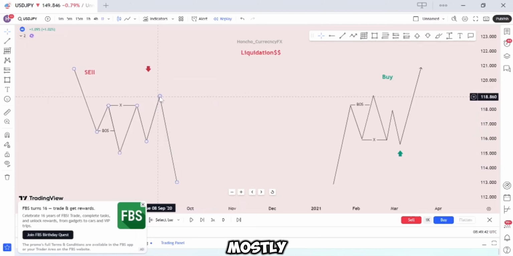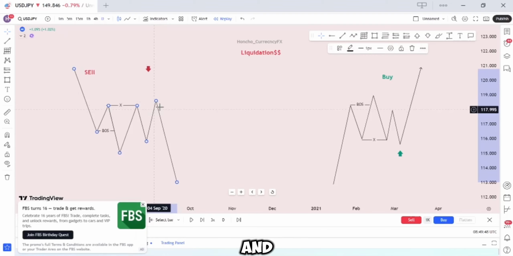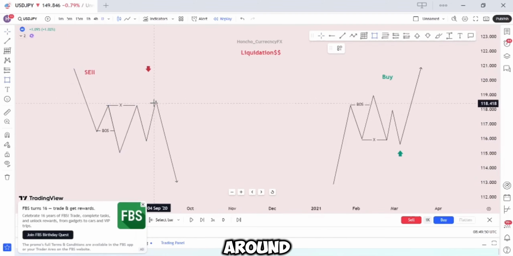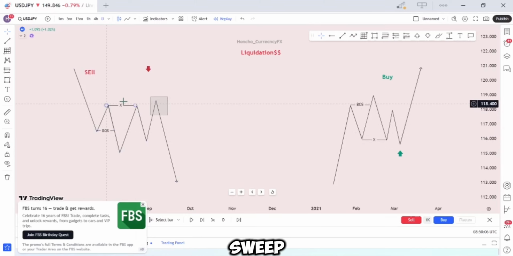So I mostly just let the market sweep these equal highs, and then I go to the lower time frame and look for confirmation around the sweep of this liquidity. Then I enter and I ride the trend down to the other side. So this is the case of when we are selling the market, we need to wait for a break of structure to the downside. Then the market has to go and sweep these highs that broke the structure.